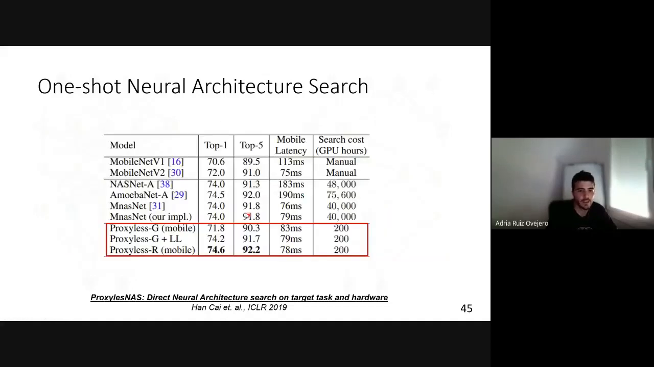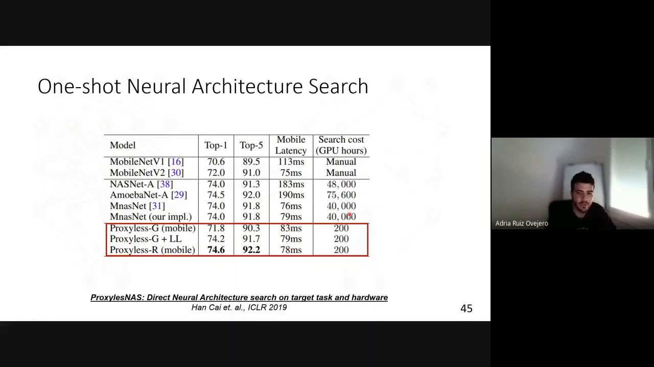And actually, the good thing about one-shot architecture search is that you can get similar performance to other architecture search based on controllers. Okay, so for example, here you obtain a 74% with 79 milliseconds of latency, and in ProxylessNAS you get 74.6 with the same latency.